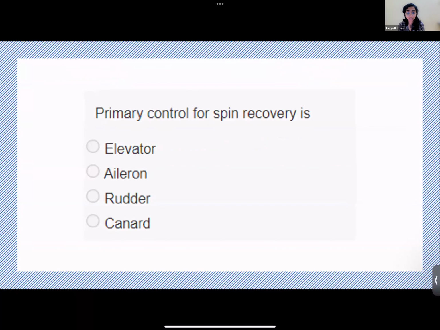Primary control for spin recovery is... what is spin? It's a type of failure, right? So it's some kind of a failure. What happens in that? Can you briefly try to explain? So when the angle of attack goes beyond a certain point, the aircraft stalls, right? So that is one type of failure. Spin is another type of failure. Can you try to tell me what happens there?